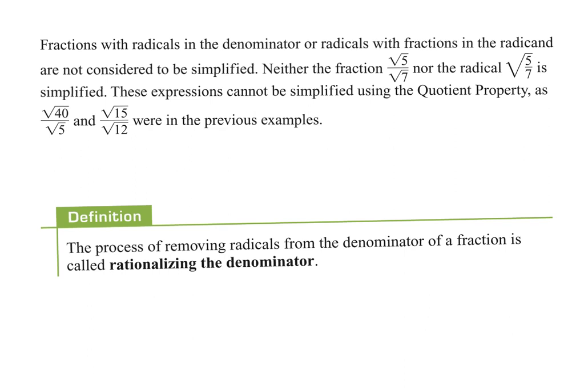So fractions with radicals in the denominator or radicals with fractions in the radicand are not considered simplified. So square root of 5 over square root of 7 or square root of 5 over 7, either way you look at it, neither one of those are considered simplified. Having a radical in the denominator is like leaving something in the form of like 2/4. You would never give me the answer 2/4 because you could simplify it to 1/2. And so having a radical or a root in your denominator is not considered most simplified.